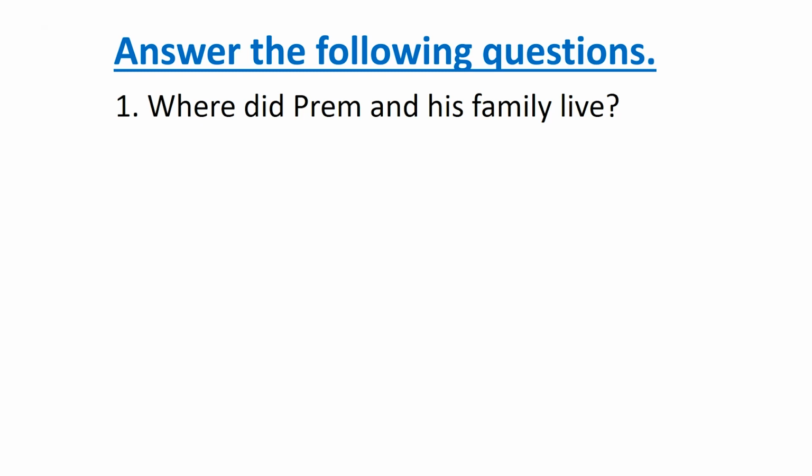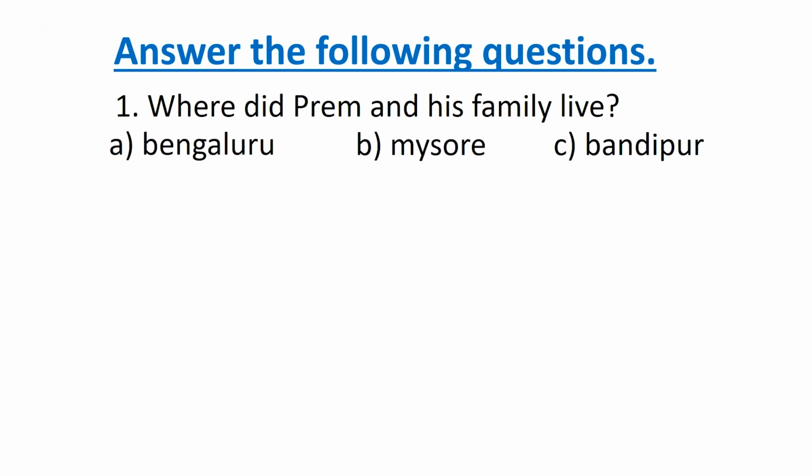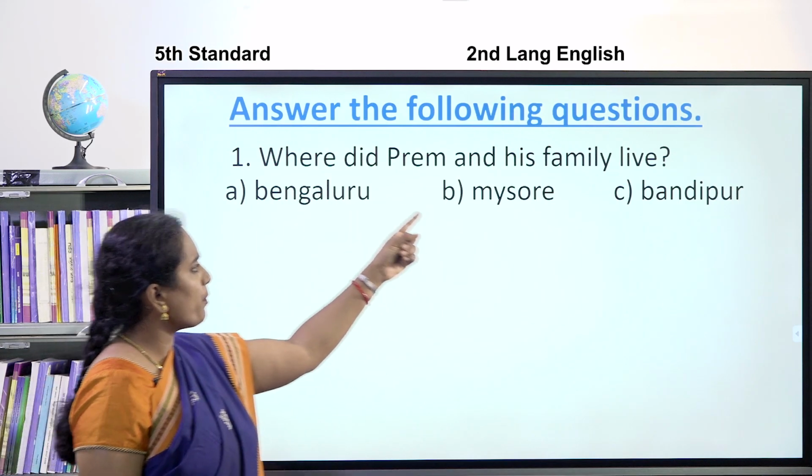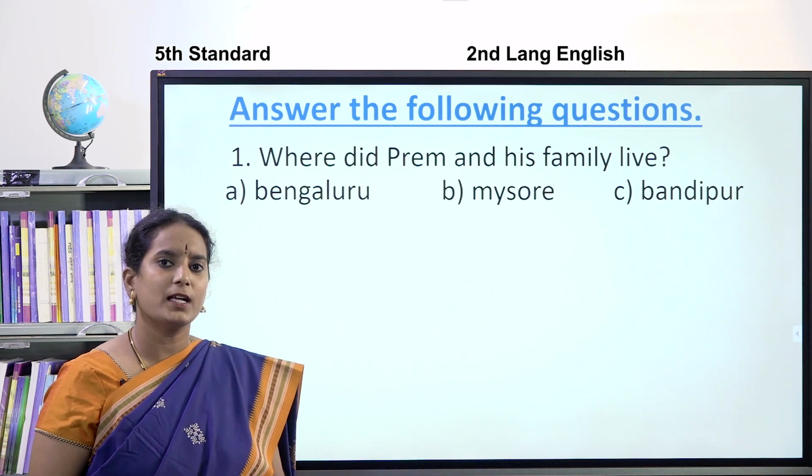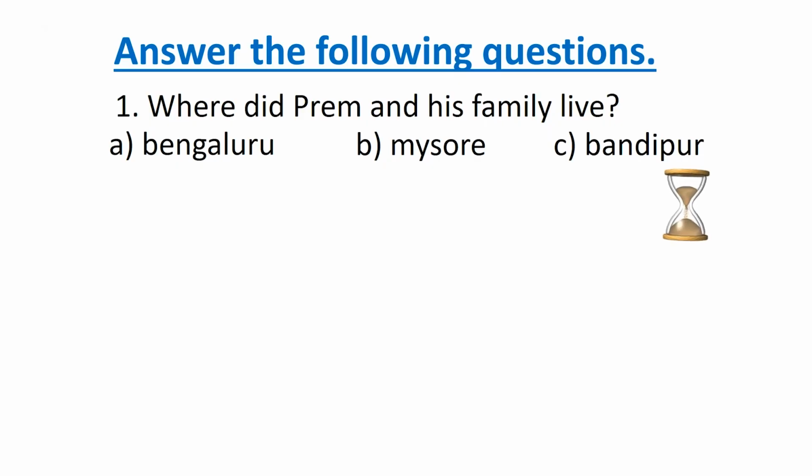Where did Prem and his family live? Bengaluru, Mysore, Bandipur. Which is the correct answer, children? Bandipur. Yes, the answer is Bandipur.